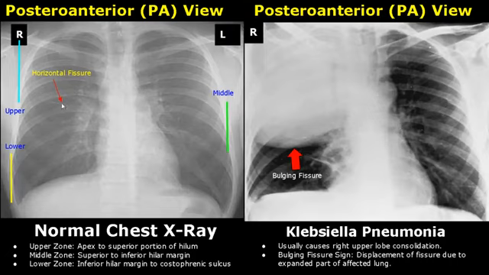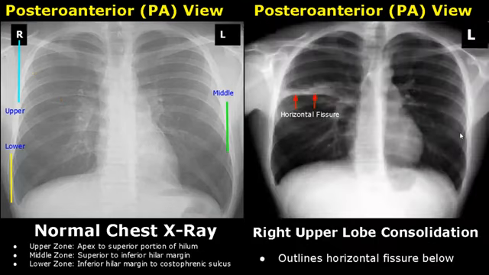Here we can see the horizontal fissure, a small white line, but in case of a pathology, a fissure is seen more easily. Bulging fissure sign helps in diagnosing Klebsiella pneumonia. There is inferior displacement of horizontal fissure due to expansion of the affected part of the lung.